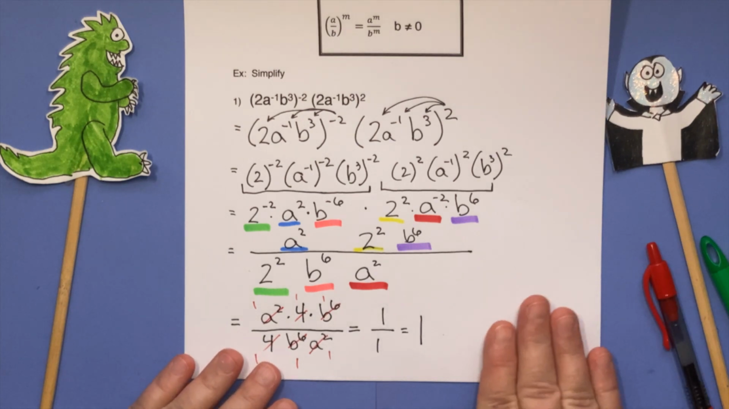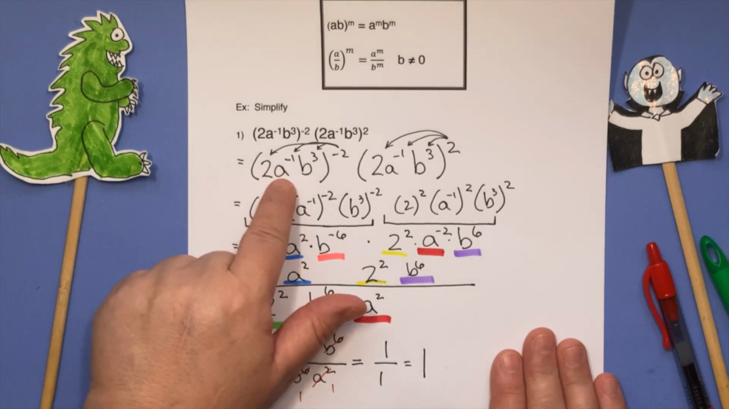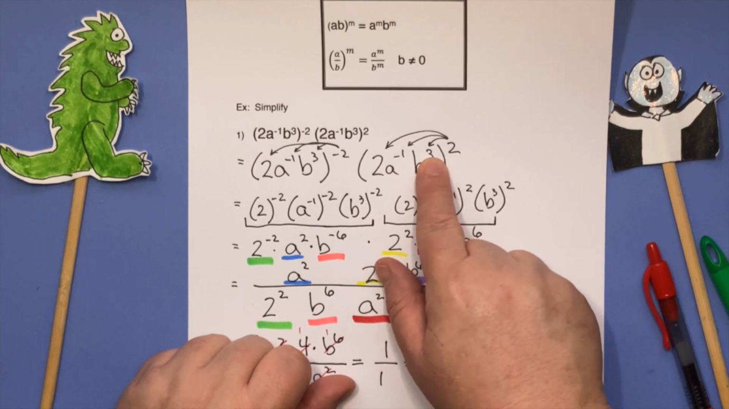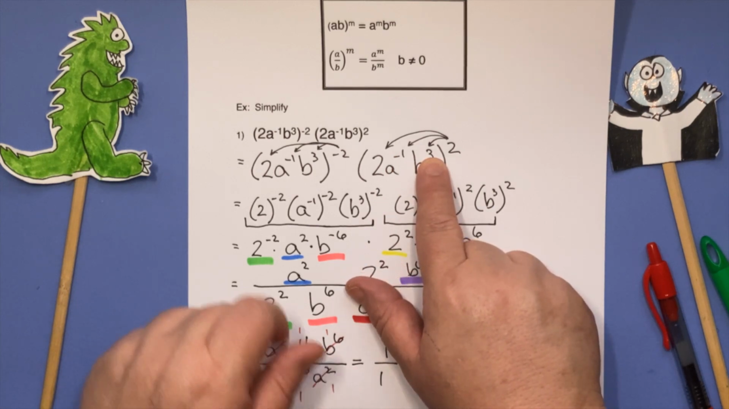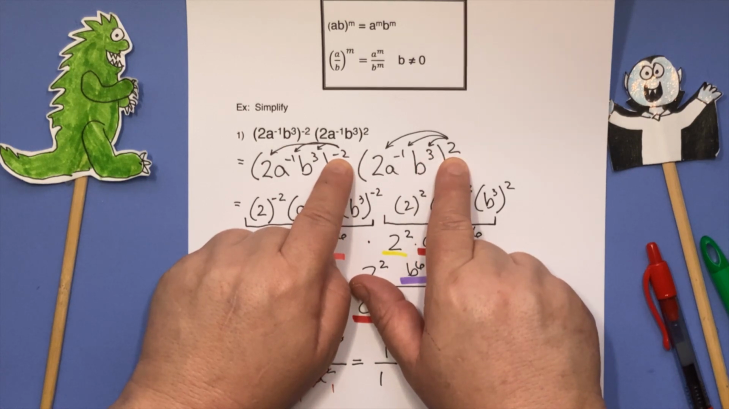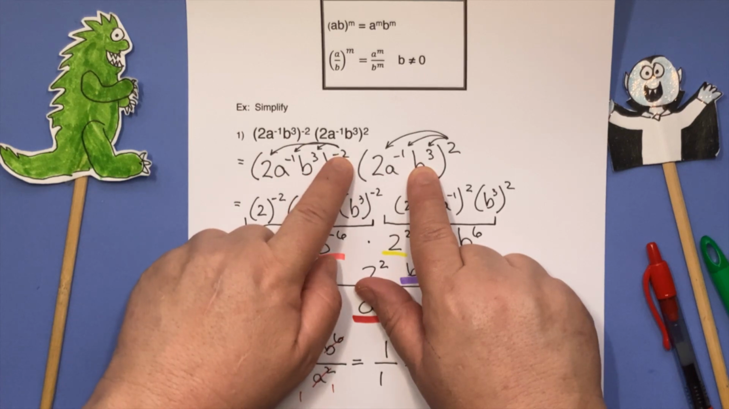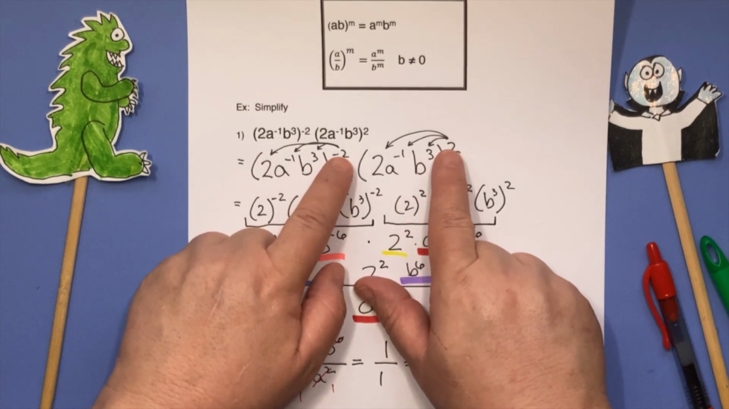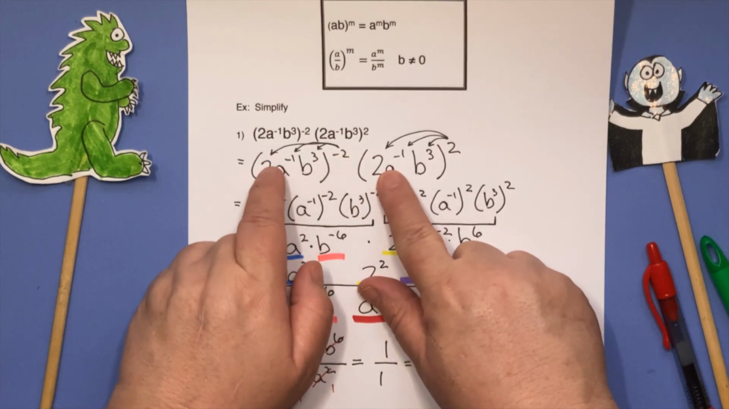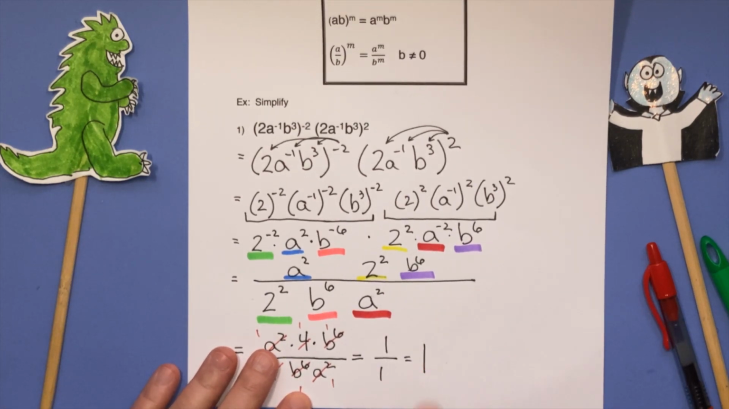Let's go back to the beginning. Notice that in the beginning, 2a to the -1st b cubed, 2a to the -1st b cubed, they're the same. This one is raised to the -2. This is raised to the 2. So if we've got the same base, one is raised to -2, one is raised to 2, you add them, -2 plus 2 is 0. So this ultimately canceled itself out. It equaled 1. So kind of cool.